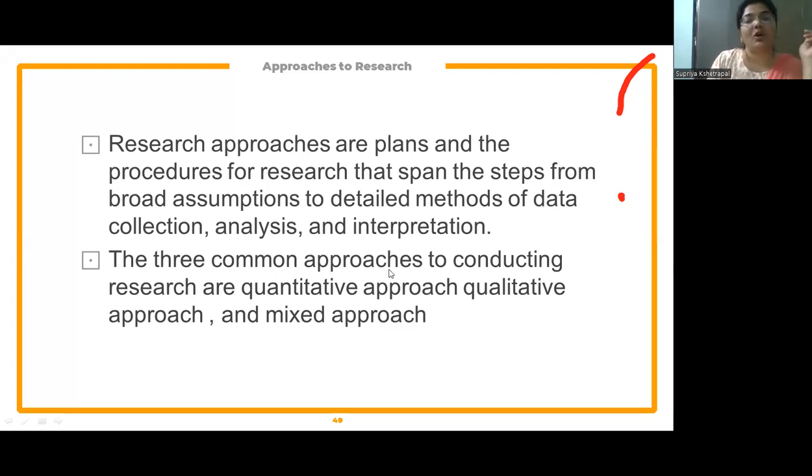So there are three common approaches to conduct the research: the quantitative, qualitative, and the mixed approach. Okay.